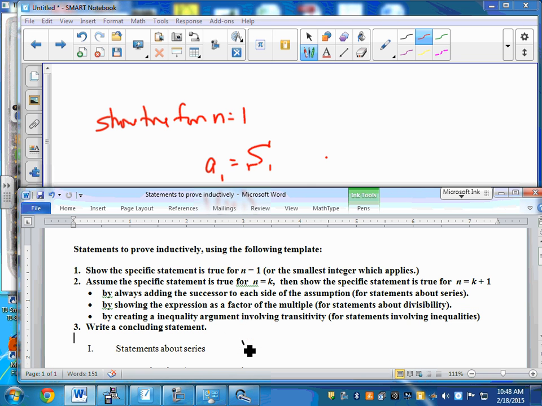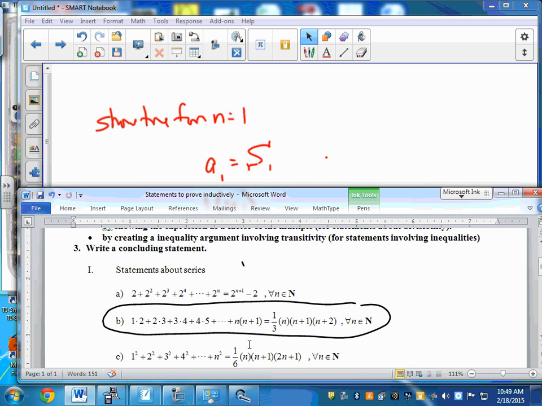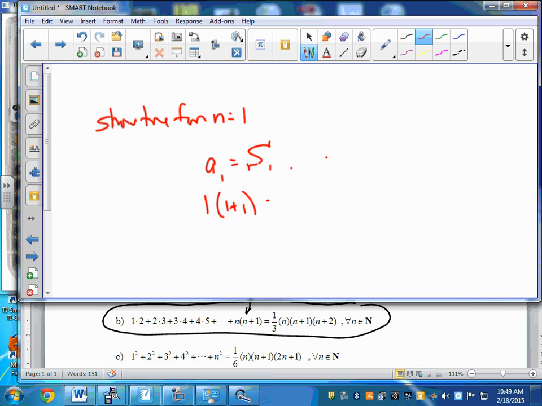Oops, didn't want to do that. That's coming out of here, right? And that's supposed to be equal to 1, whoops, wrong one. We're doing sums of squares. Sorry about that. Okay, sums of squares.